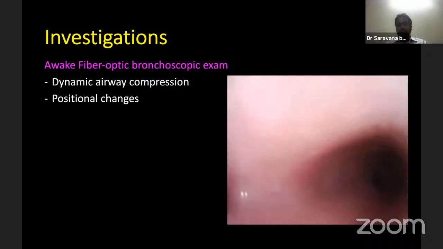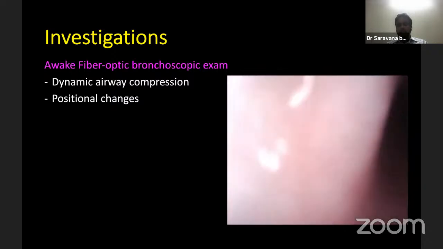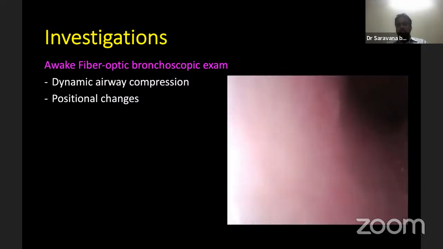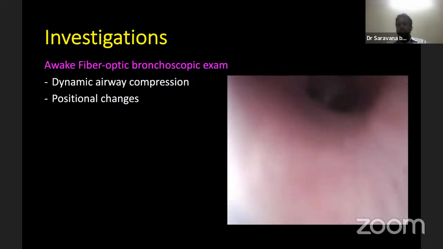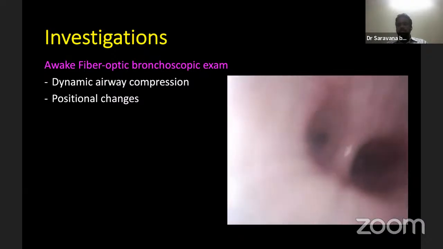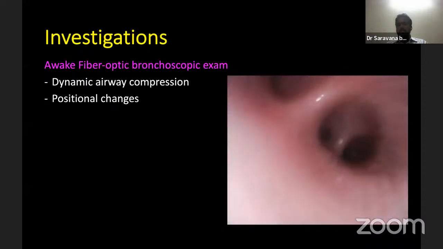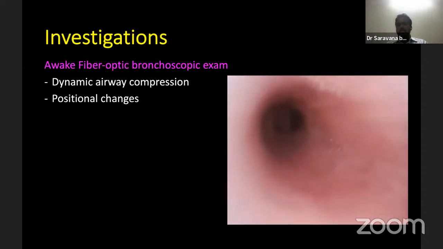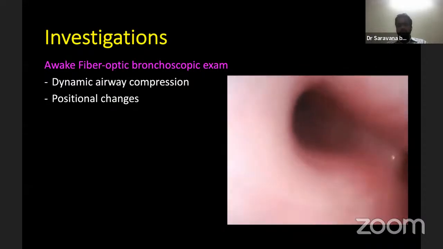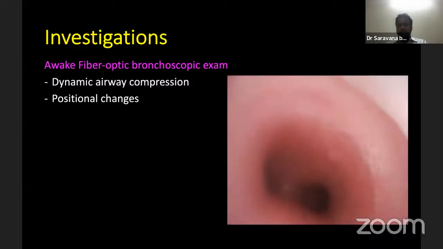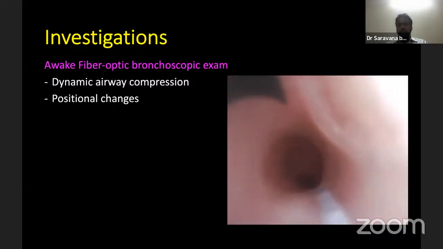You can see the left bronchus, which is completely occluded. I am not able to proceed further into the left mainstem bronchus. Now I am proceeding into the right mainstem bronchus. So we are able to see the secondary carina as well as the right middle lobe and the lower lobe. This patient did not have a right upper lobe takeoff. The right upper lobe is taking off from the secondary carina.